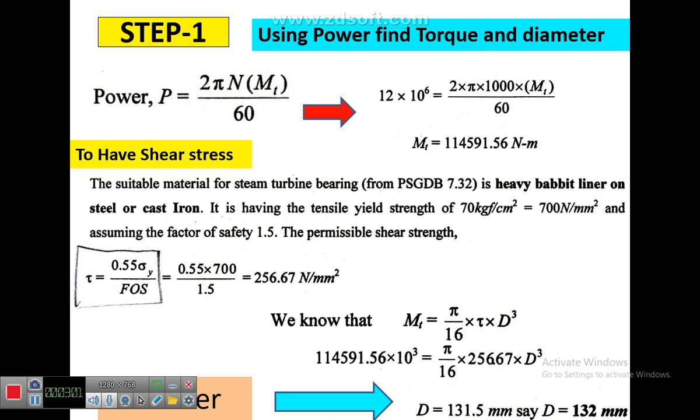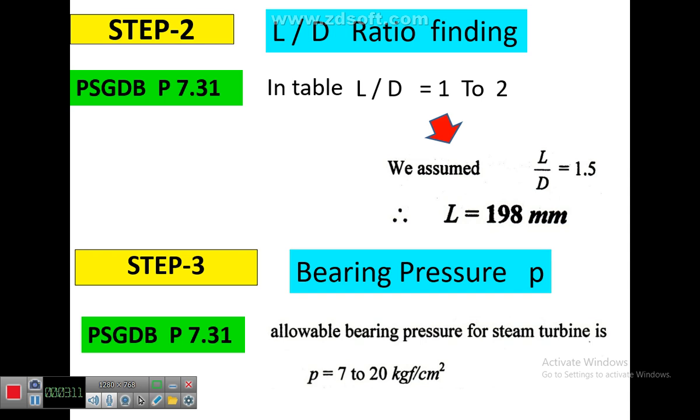Already we have found the torque. So by the basic formula T equal to pi by 16 tau s d cube, we can find the diameter of the shaft. Then coming to the second step, the L by D ratio, you can find the length by using the data from page number 7.31.